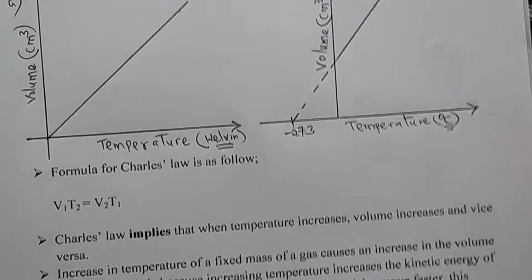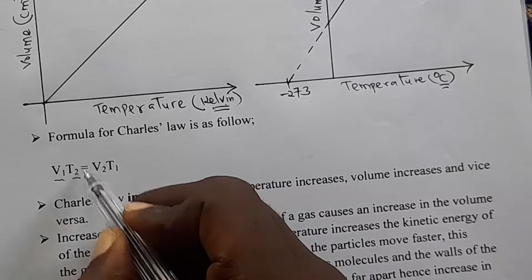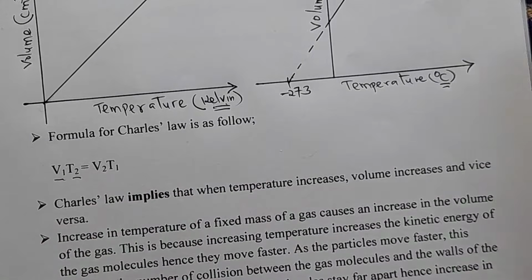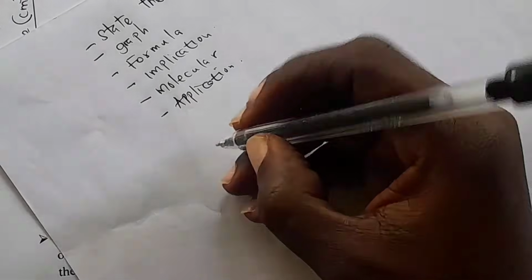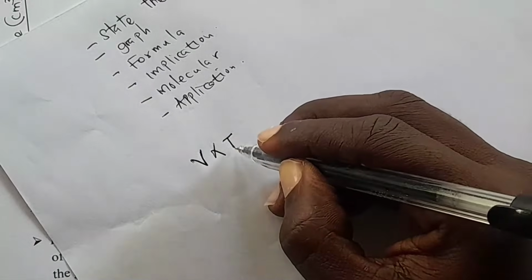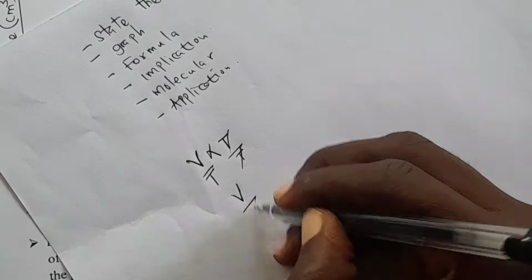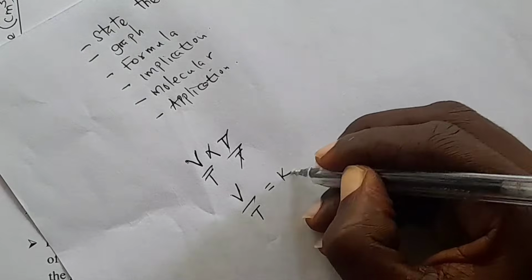Next, let's go to the formula for Charles' law. The formula is V1T2 equals V2T1. We can derive this by just remembering what the law is saying. Volume is directly proportional to its absolute temperature. So if we want to get the constant K on the right-hand side, we divide by T. T will go with T, and V over T will give you K, which is constant.